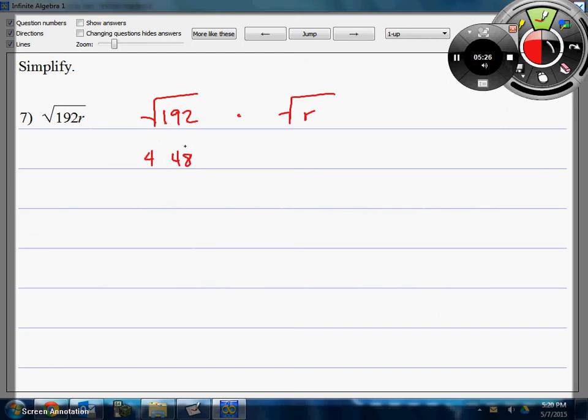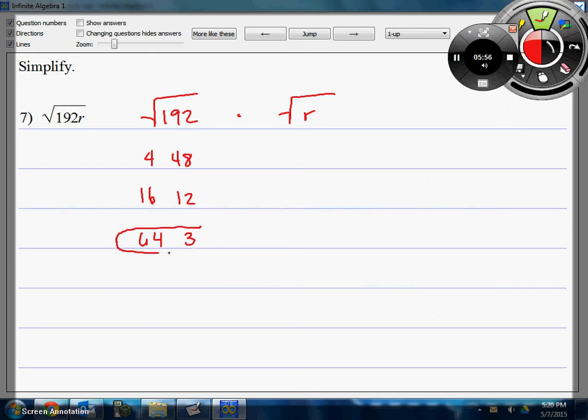192 divided by 9 doesn't work. 192 divided by 16 is 12. I can pretty much guarantee it's not going to be 25. 192 divided by 36 is 5.3, that won't work. 192 divided by 49, nope. 192 divided by 64 is 3, so 64 times 3.